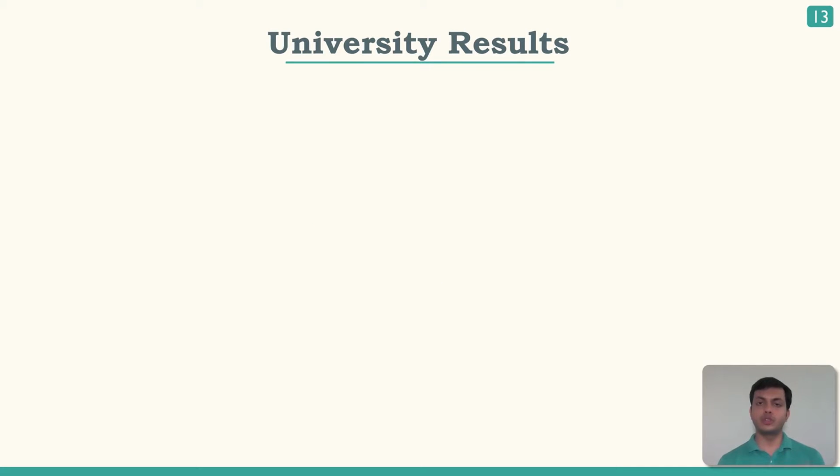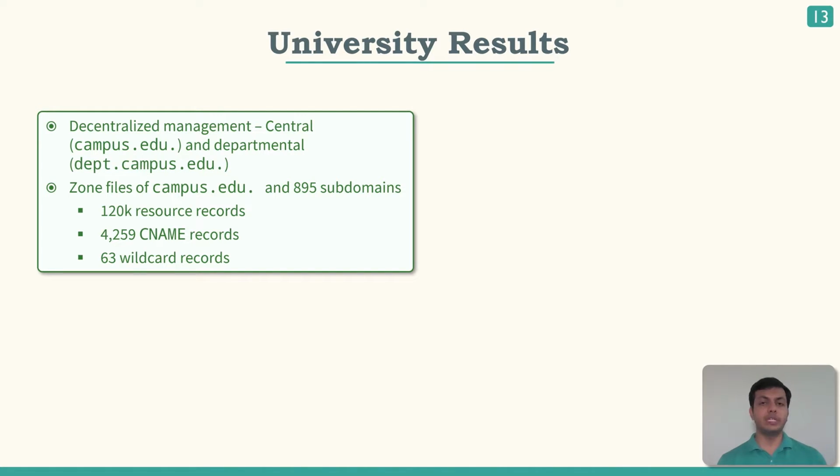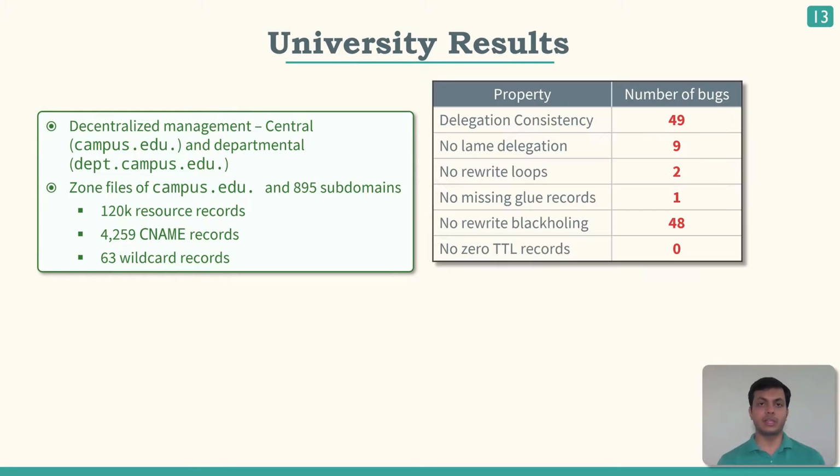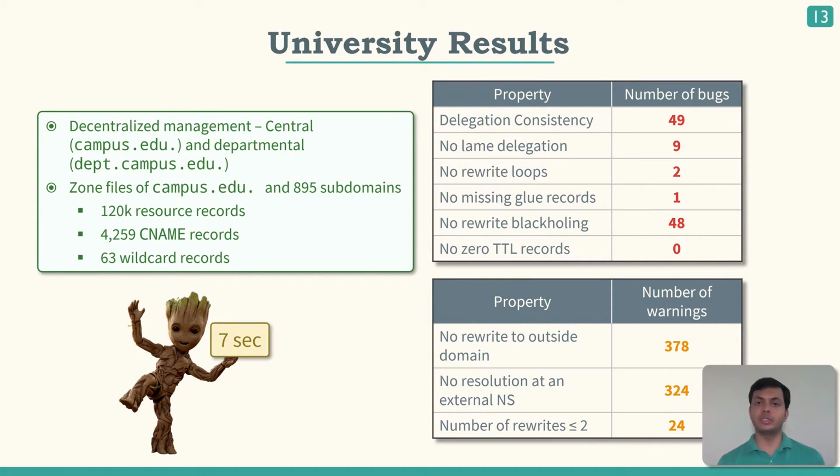We applied GRoot to the zone files of a large university. The zone files are managed in a decentralized fashion with departments managing their own zone files. We obtained the campus zone file and 895 subdomain zone files using zone transfer. There were in total 120k resource records, of which there were 4000 CNAME records. The results after checking properties through GRoot are as follows. And GRoot took only 7 seconds on this dataset.